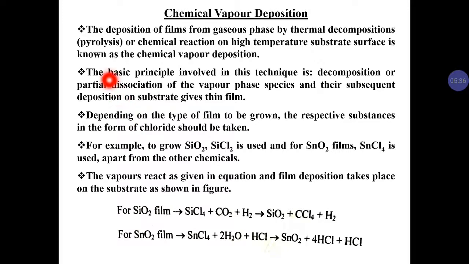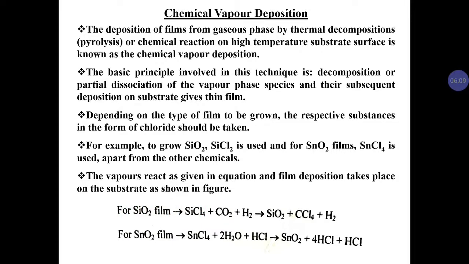So, the basic principle involved in this technique is decomposition or partial dissociation of the vapor phase species, and the subsequent deposition on the substrate gives the thin film. So, this is the basic principle. And depending on the thin film to be grown, the respective substance in the form of chloride should be taken. For example, to form silicon dioxide, we take silicon chloride as the starting material, and to form tin dioxide, we take tin chloride as the starting material.